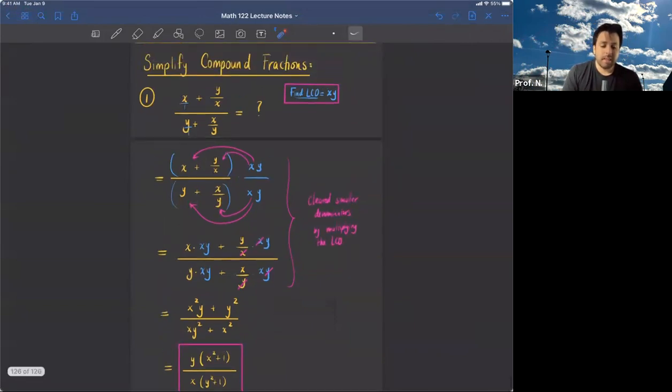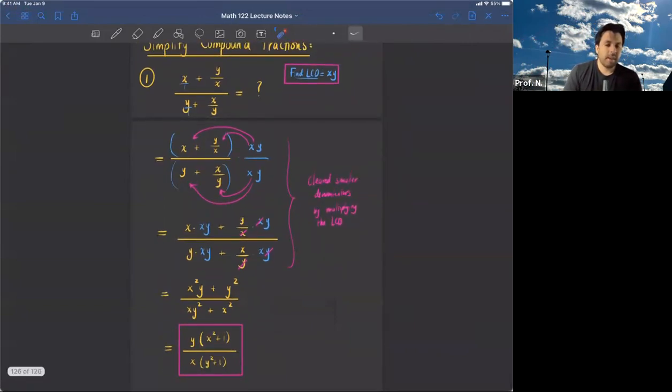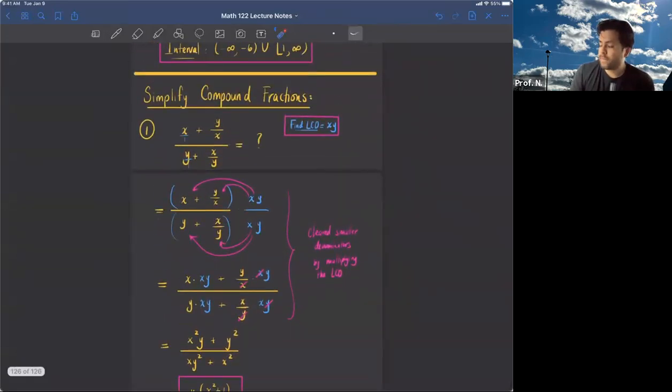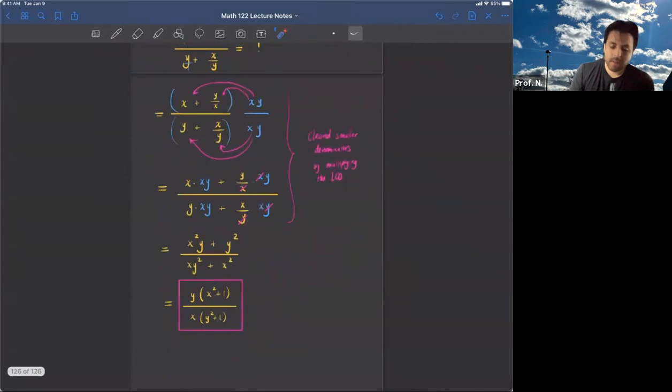But again, the idea behind simplifying compound fractions is the same for every single one. Find the LCD, multiply the top and bottom, distribute, cancel out, simplify, factor if needed, and that's usually how it goes for this. Okay. Okay, next.